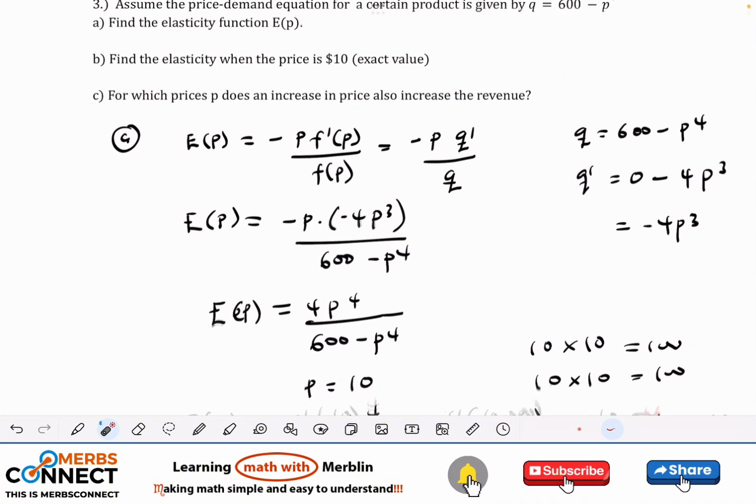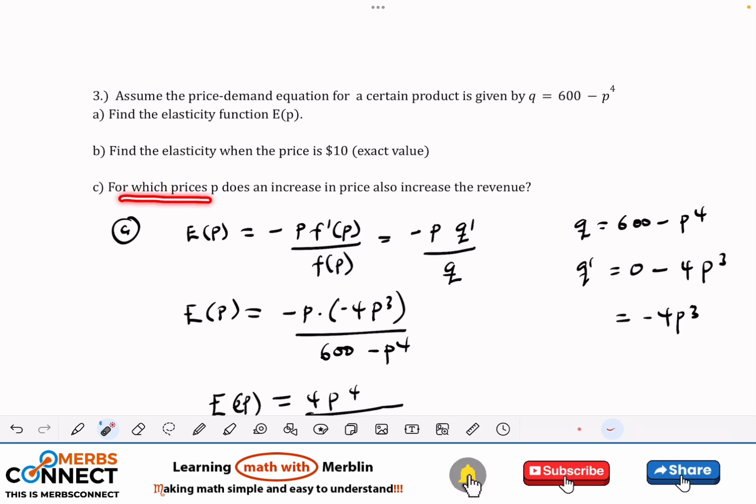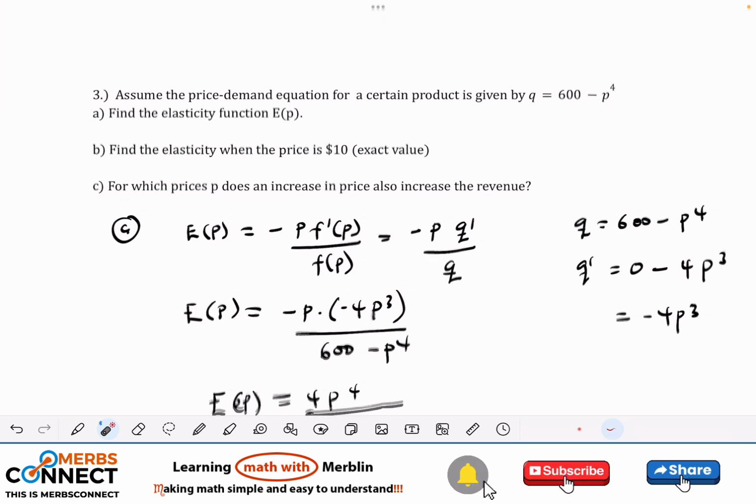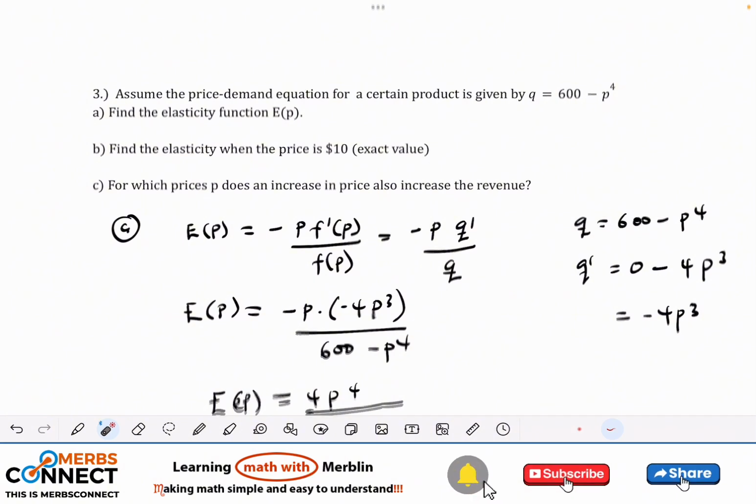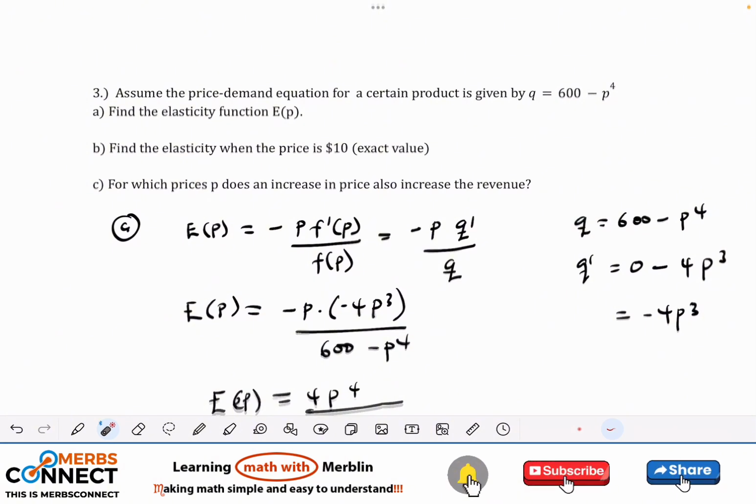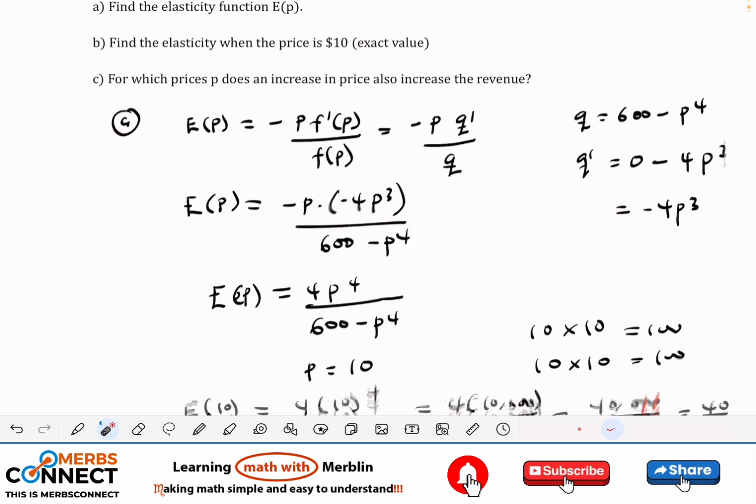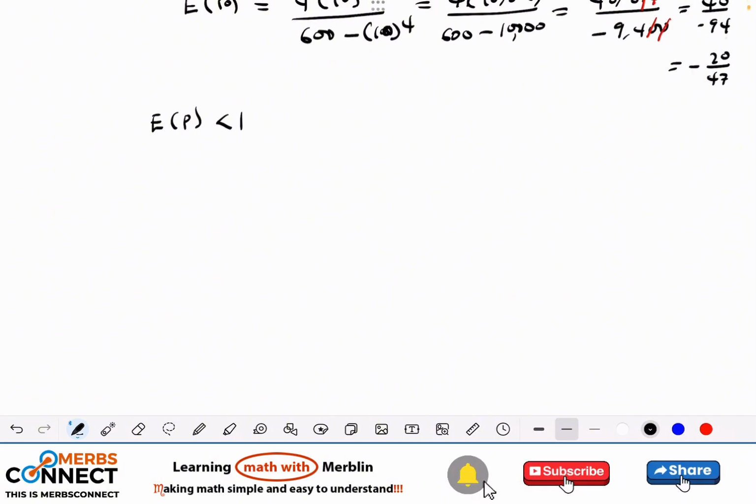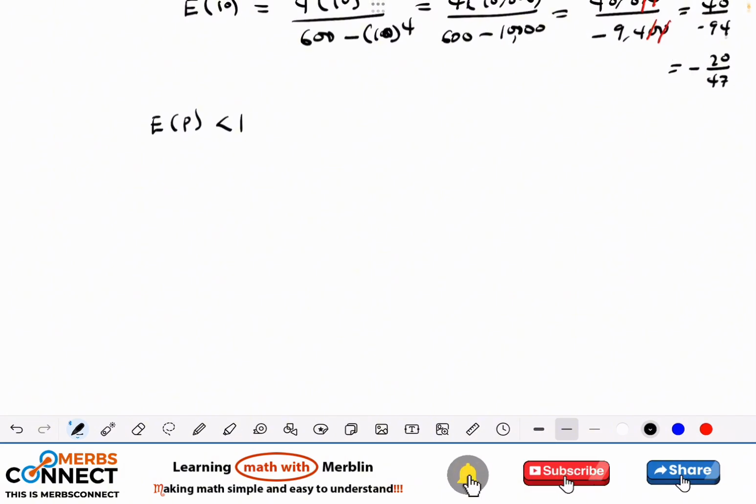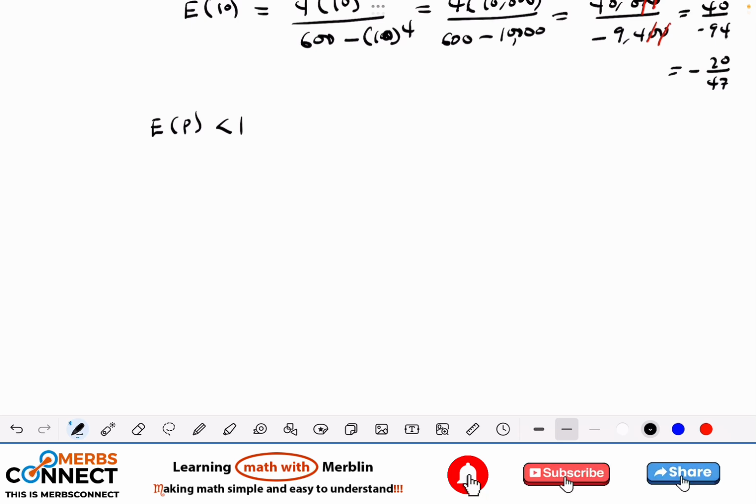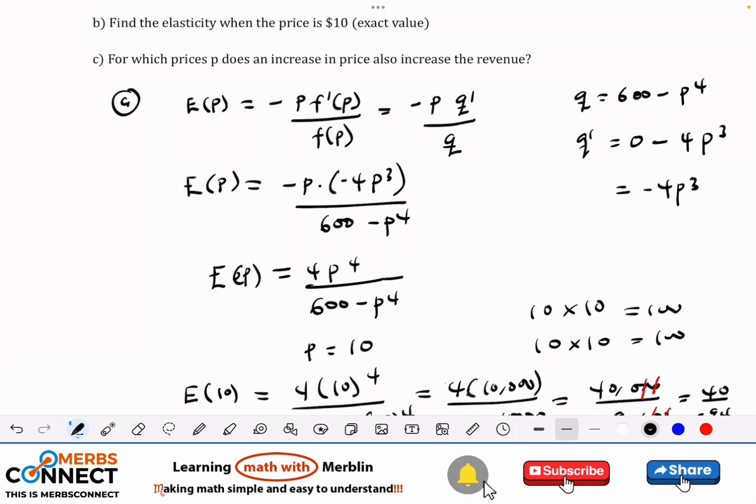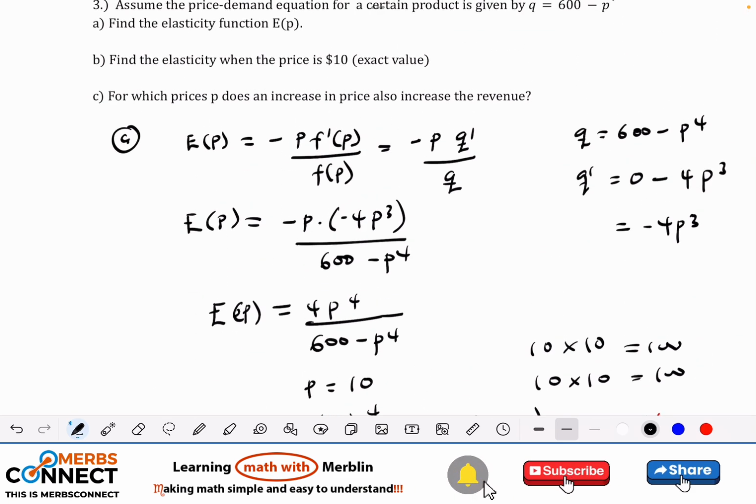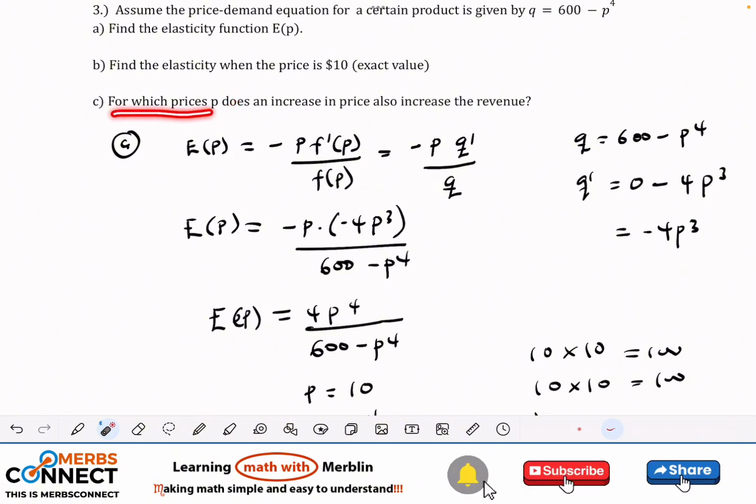Now, what's the last one? That is the C. The C is saying that for which price P does an increase in price also increase the revenue. An increase in price also increases the revenue when we are talking about what? Inelastic. So we are looking for the price when E is less than 1, right? So this is inelastic. That is when an increase in price also increases the revenue. So now what do we need to do? We are looking for the price.